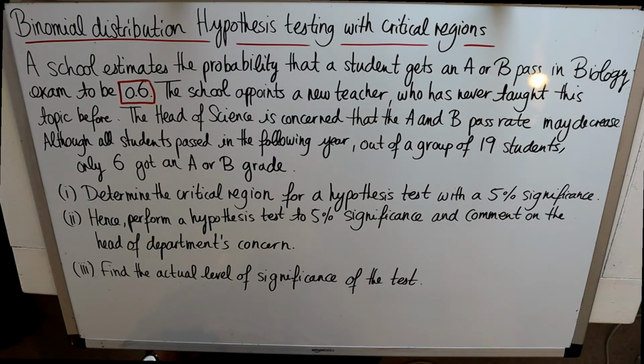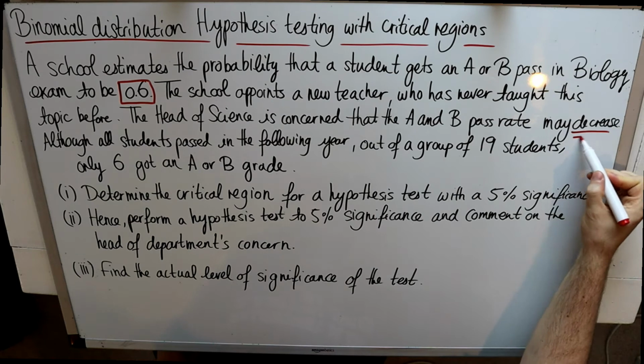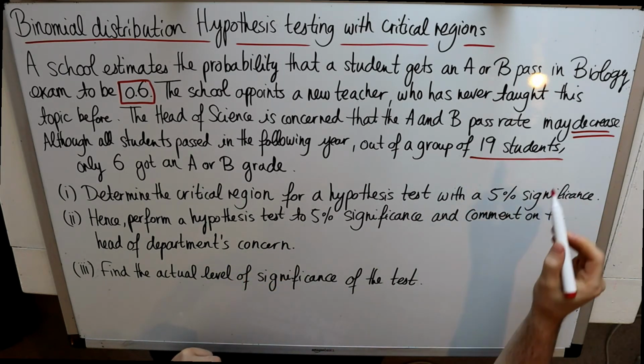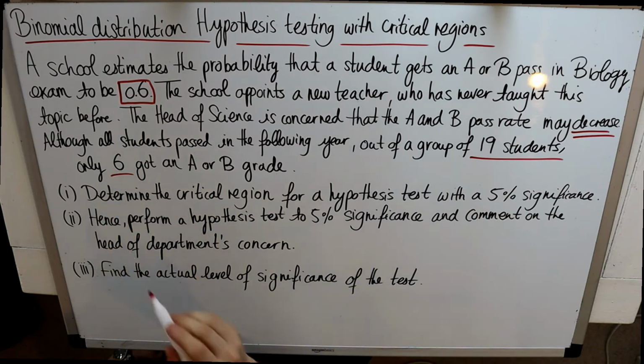The school appoints a new teacher who has never taught this topic before. The head of science is concerned that the A and B pass rate may decrease. Also, this right here is quite important because it will actually tell us which direction to pick when we are doing our hypothesis test. Although all students passed the following year, out of a group of 19 students, only 6 got an A or B grade.